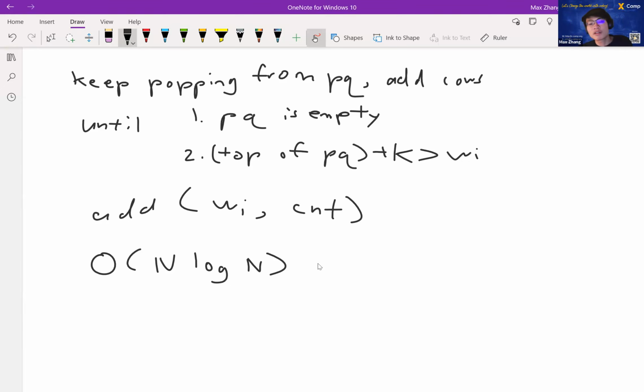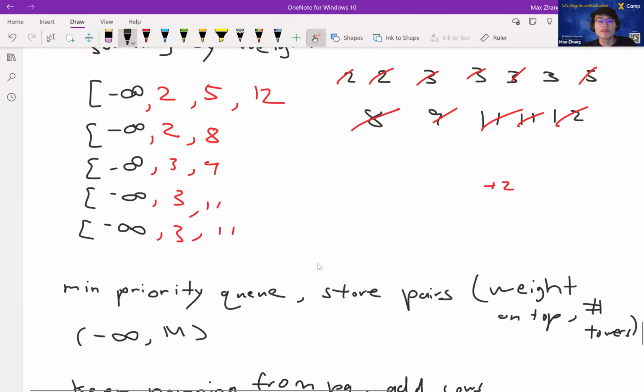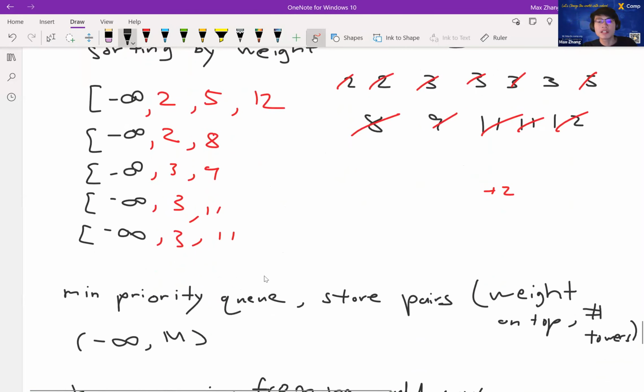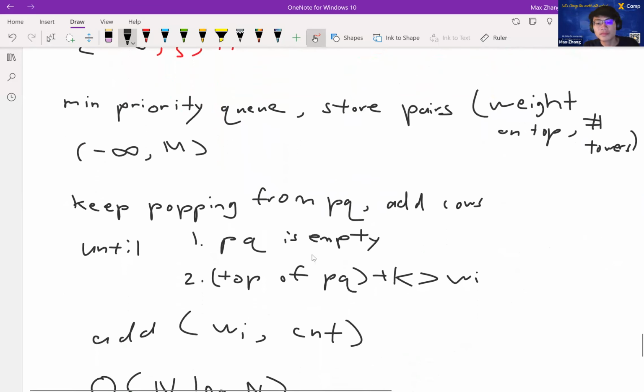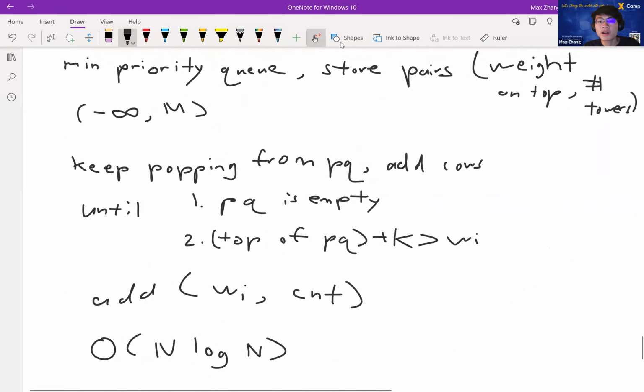And the proof of correctness of this algorithm is what I described above. So you always want to use a cow whenever you can, and you always want to keep it as minimal as possible. And then finally, when you have a tie between different towers to add to, it actually does not matter. In our algorithm with the priority queue, we're always going to be adding it to the tower with the smallest weight on top. All right, so that summarizes this problem.